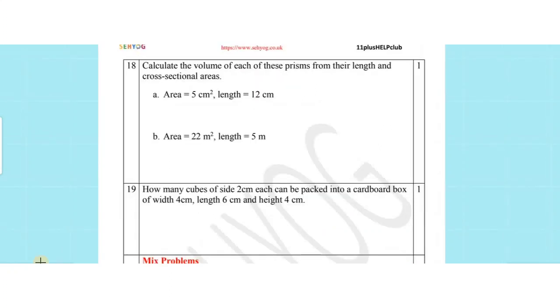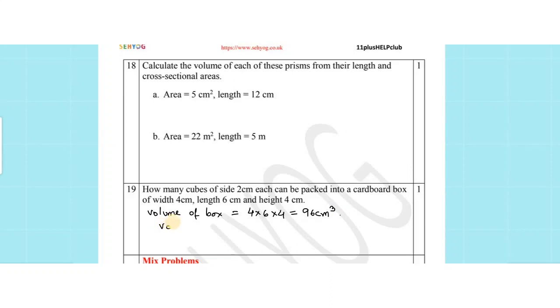In question number 19, how many cubes of side 2 centimeter each can be packed into a cardboard box of width 4 centimeter, length 6 centimeter and height 4 centimeter? So we will first find out the volume of the cardboard box, which is equal to 4 times 6 times 4, which is 96 centimeter cube.